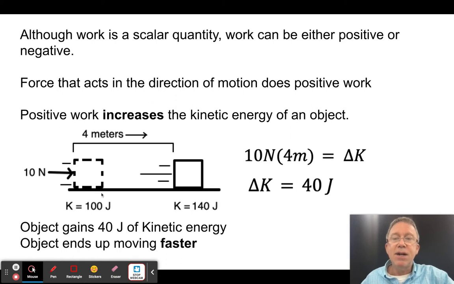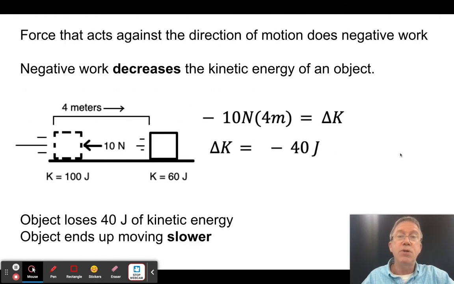The object here has 100 joules of kinetic energy because it's in motion. I apply a force of 10 newtons across a distance of 4 meters. Well, the work done would be 10 times 4, that's 40 joules worth of positive work, because the force was directed in the same direction as motion. It's going to cause it to increase its kinetic energy. So it starts off with 100 joules, it's going to end up with 140 joules. It's going faster because I did positive work.